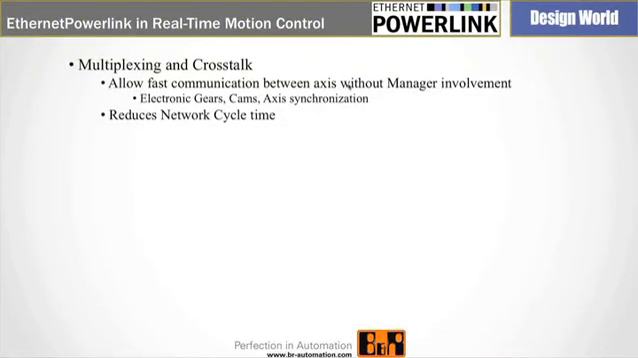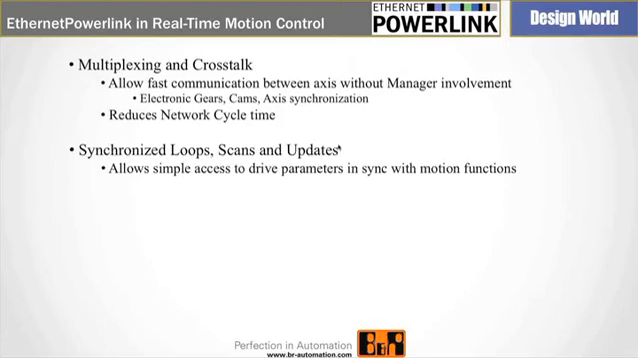Okay, so basically the multiplexing, the crosstalk, allows fast communications without the manager involvement. So for electronic gears, electronic cams, axis synchronization, CNC functions, data can be read by slave axes or following axes very fast between the systems without the manager involvement. So you can have a very low-cost manager on the system, not a very powerful manager, and you'd still get the same performance on the system. So it's very scalable in that respect. Also, this reduces the network cycle time you'd see on the system.